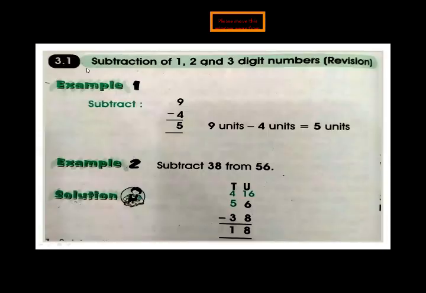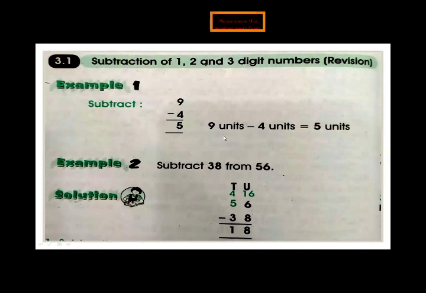Now come to the topic. Open your books, page number 22, 3.1. Subtraction of 1, 2 and 3 digit numbers, revision. This is also revision. Now come to example number 1. Subtract 9 minus 4. You know that 9 is bigger than 4, so easily subtract it in a simple way. 9 minus 4, 5. It means 9 units and 4 units. No tens are given here.